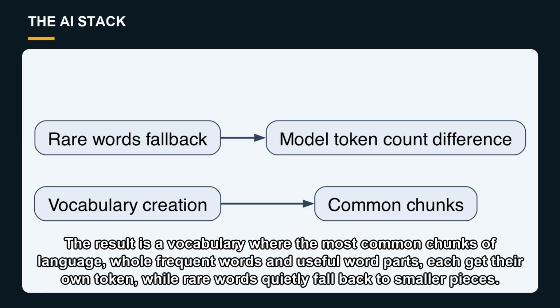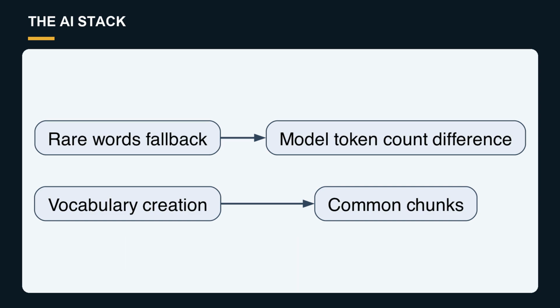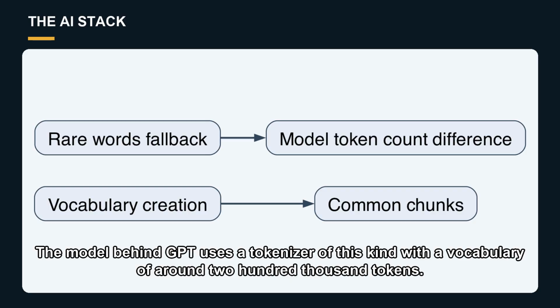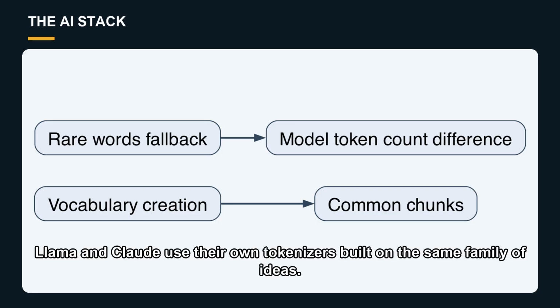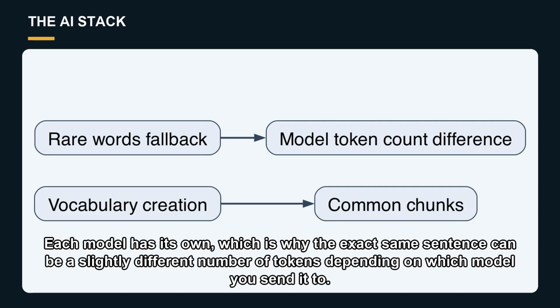The result is a vocabulary where the most common chunks of language, whole frequent words, and useful word parts each get their own token, while rare words quietly fall back to smaller pieces. The model behind GPT uses a tokenizer of this kind with a vocabulary of around 200,000 tokens. Llama and Claude use their own tokenizers built on the same family of ideas. Each model has its own, which is why the exact same sentence can be a slightly different number of tokens depending on which model you send it to.